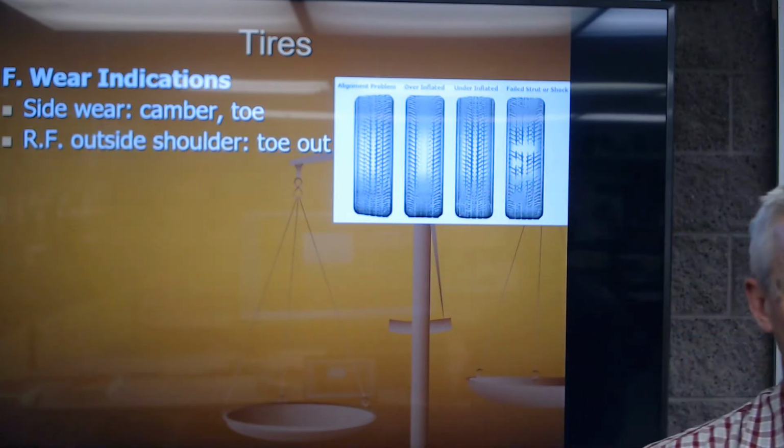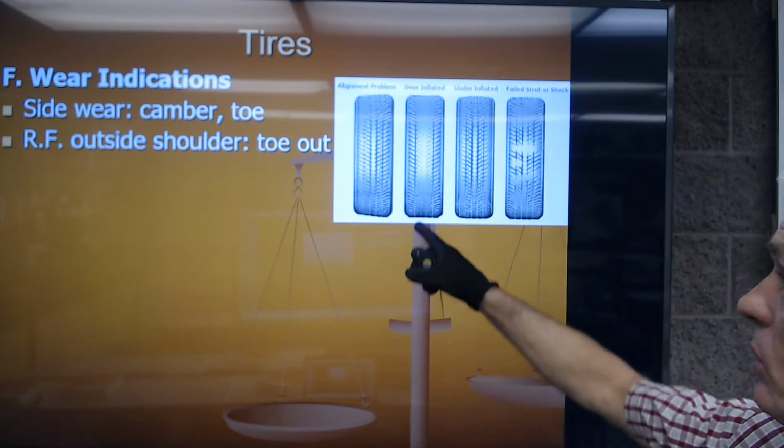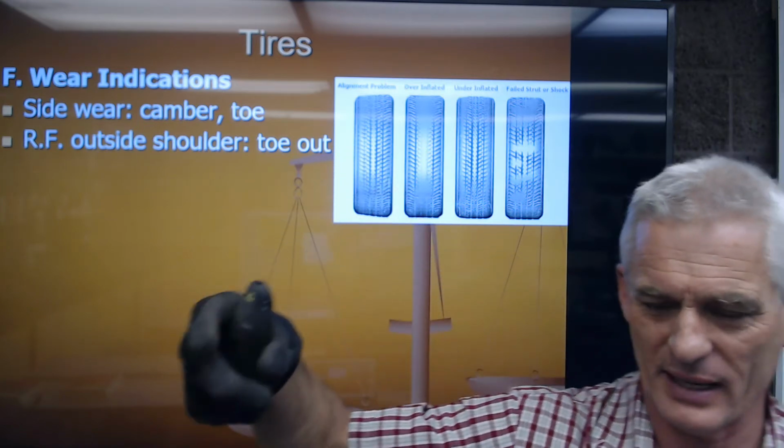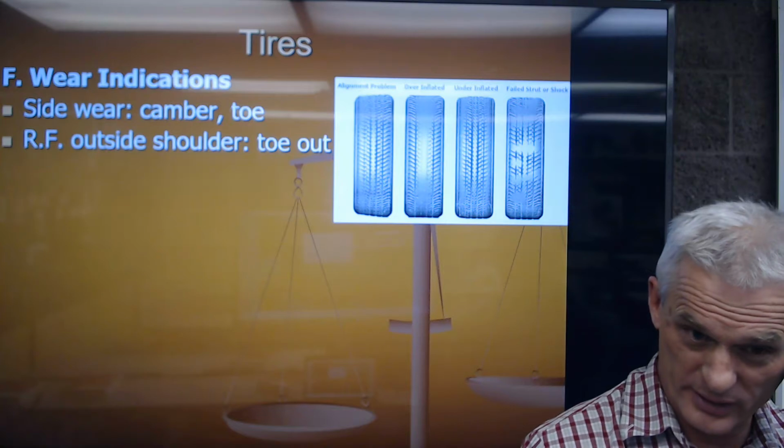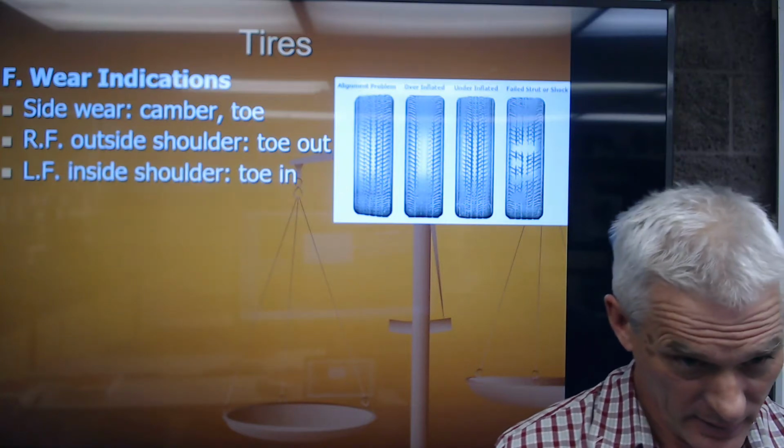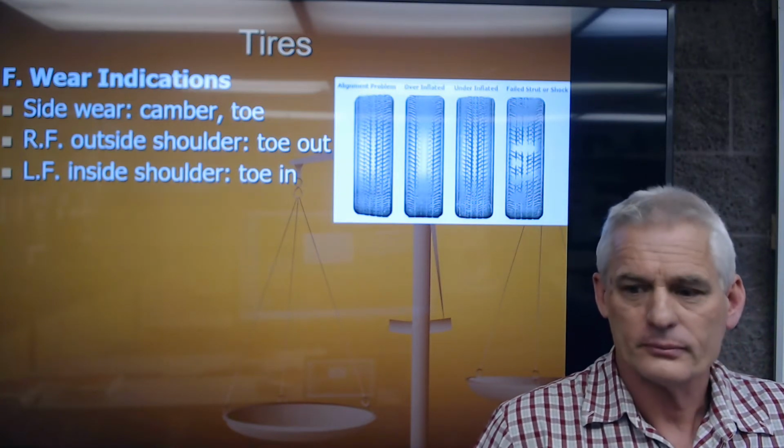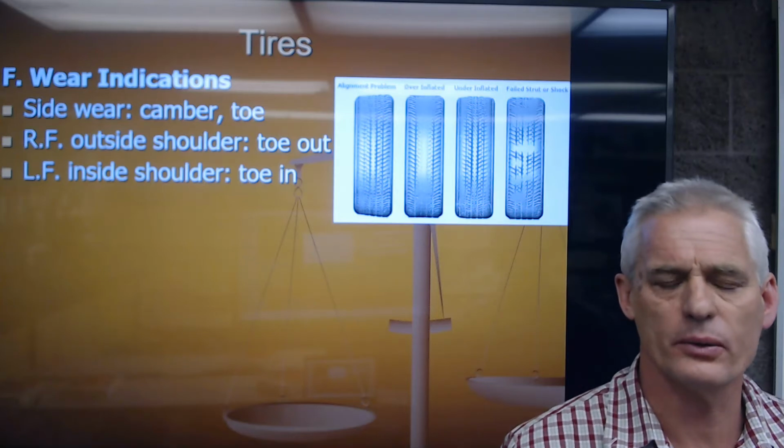Okay. So the right front outside shoulder on the right front tire, if the outside shoulder is worn first, that's usually an indication of toe out. The left front inside shoulder wearing first is an indication of toe in.